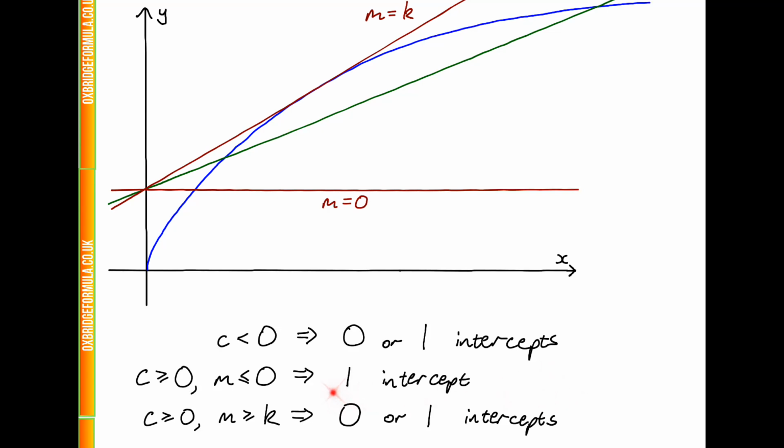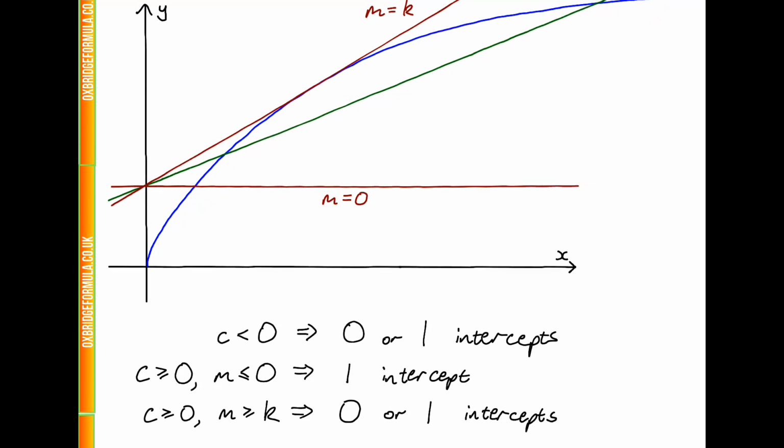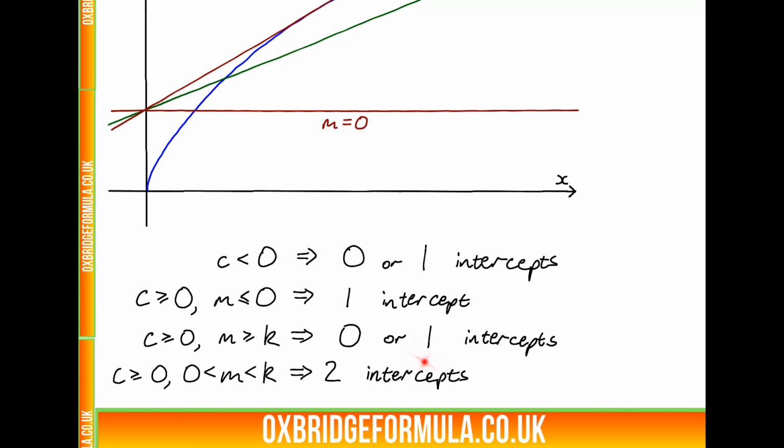So now the only case we haven't considered is where c is greater than or equal to 0, but the gradient is strictly between 0 and k, where k is this critical value of the tangent line. And when that happens, we get something like the green line, which we can see intercepts the curve in 2 places. So therefore, the case that we need to look for is the case where m is strictly between 0 and k. So in fact, what we need to do in order to find the range of values of m is to find this critical value k. So this is the complete range here. So let's move on to a new page and try to find this critical value k.